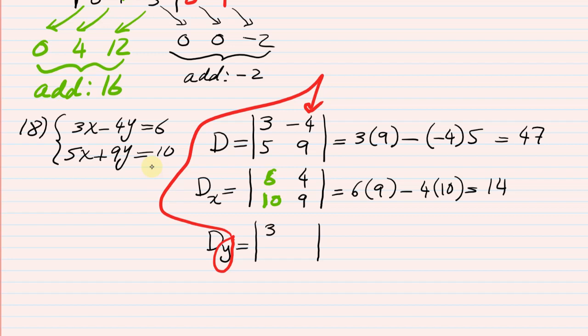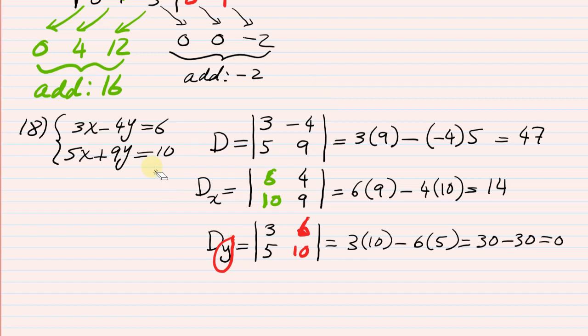The first column of D is 3, 5. The second column, gone. What are the 2 numbers that go in there? Just like before, for Dx, we're going to put 6 and 10 in here. You see that? 6 and 10, and find that determinant. 3 by 10 minus 6 by 5. That's 30 minus 30, which is 0. And there we have it.